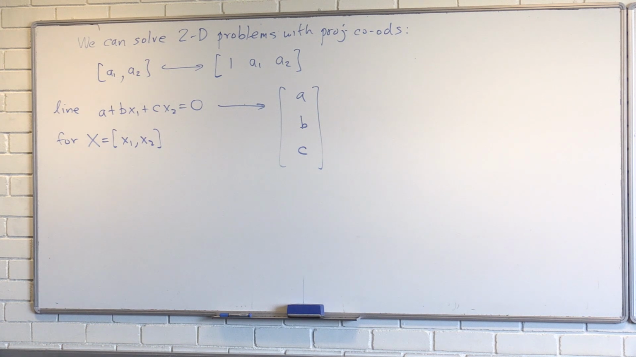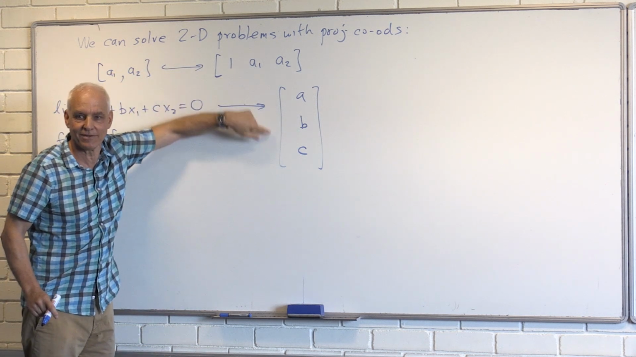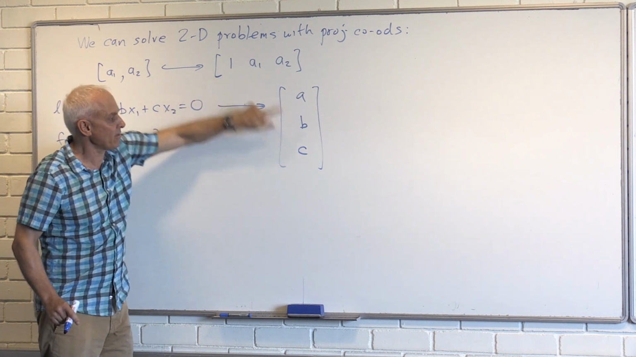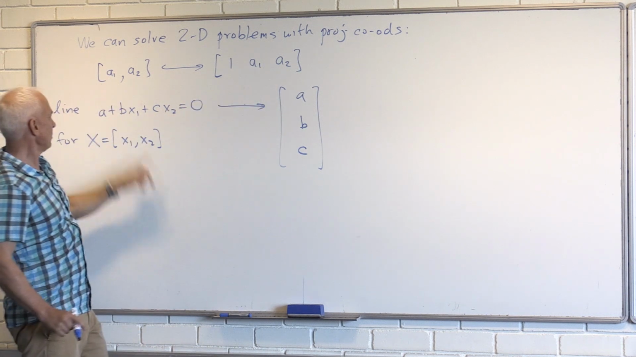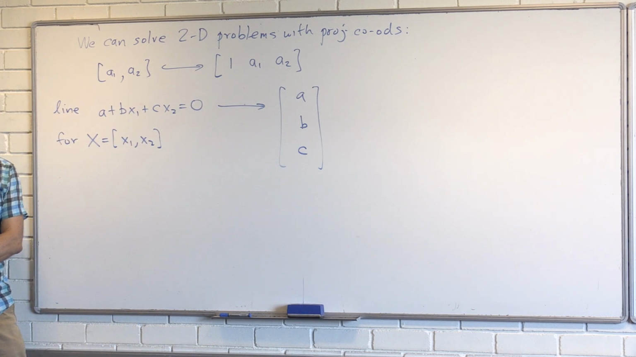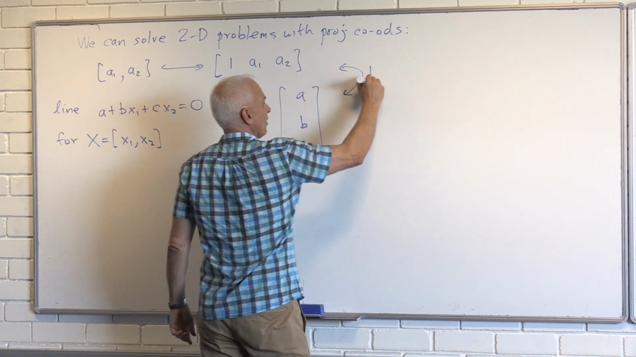And the reason why this works is because then the point lies on this line precisely when these two are incident, when 1 times A plus A1 times B plus A2 times C is 0. Right? So this correspondence preserves incidence.